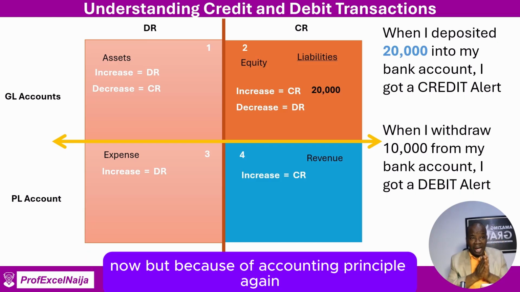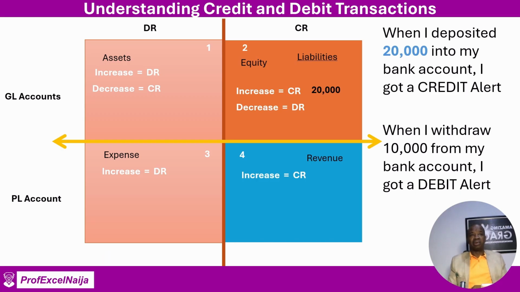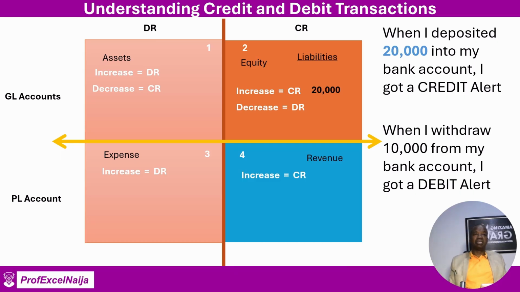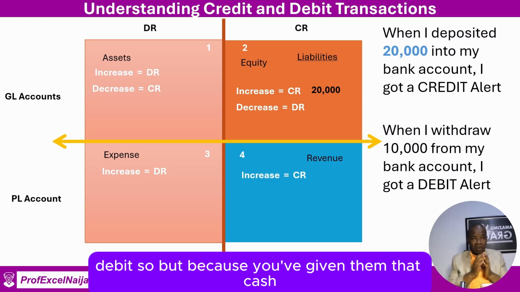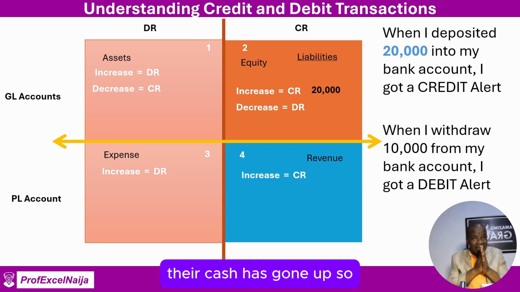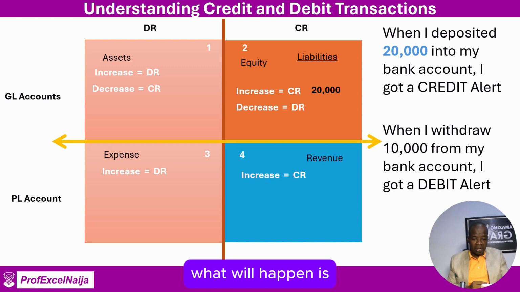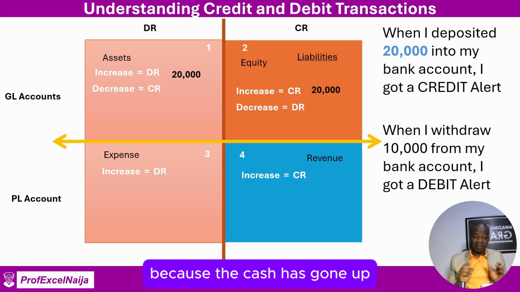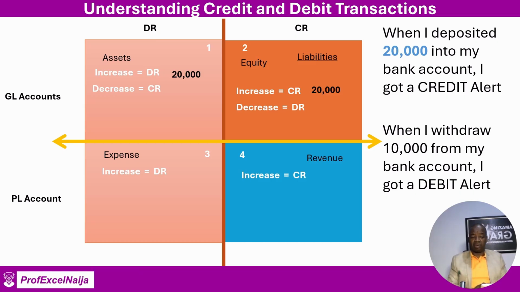Now, because of accounting principle again, for every credit, there must be an equal debit. Because you've given them that cash, their cash has gone up. So what will happen is they will do a debit transaction to their cash because the cash has gone up.